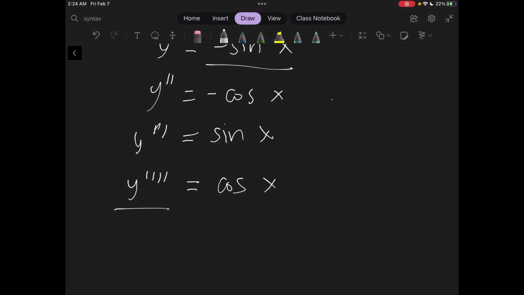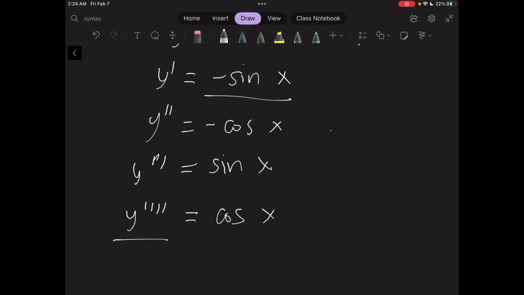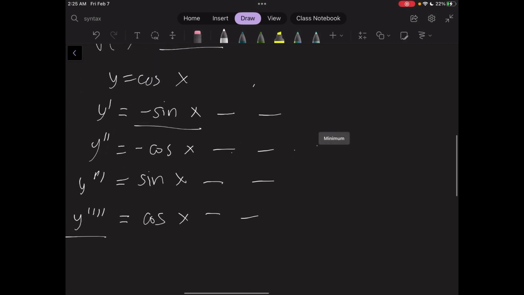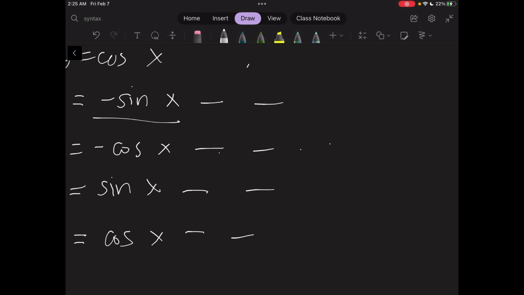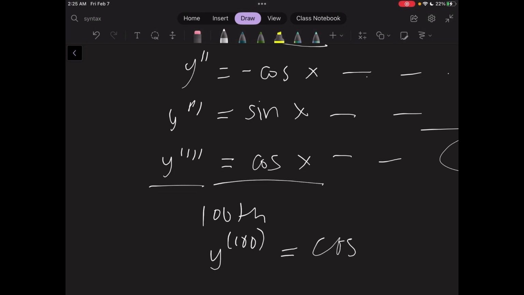So the fifth derivative is going to be negative sine x, then sixth, seventh, eighth, and so on and so forth. And we know that 100 is a multiple of 4, therefore 100 will fall under this row, meaning that the 100th derivative of the function, y100, is equal to cosine x.